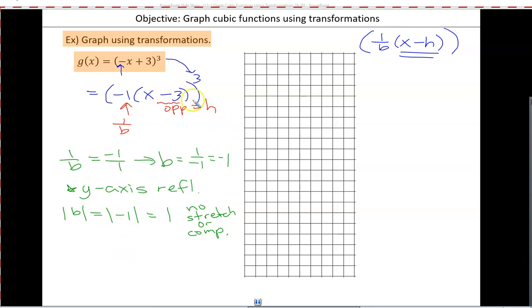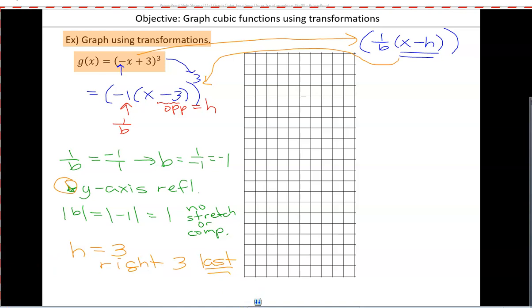Then we have our h, which remember we were just talking about has to be the opposite of this negative 3. So our h value is positive 3, which is going to take us to the right, those 3 units. So we have to do our reflection first, and we have to go right last.